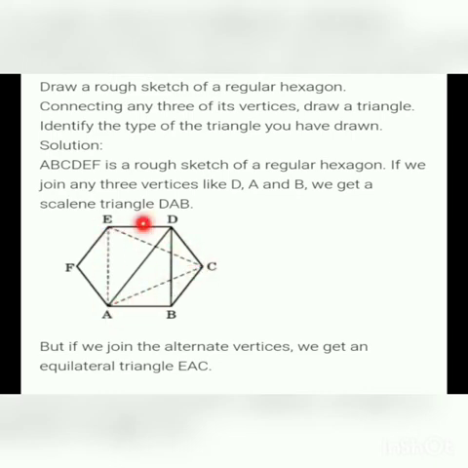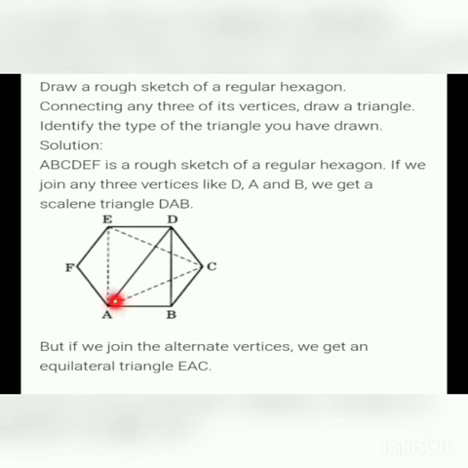This triangle will be what? An equilateral triangle. This triangle EAC will be an equilateral triangle. So 2 types of triangle we got by joining the vertices. One, without leaving any vertex, I joined ADB. This will be what triangle? Scalene triangle because AD and AB will not be equal. So it is a scalene triangle. You know, all 3 sides unequal means it will be a scalene triangle.